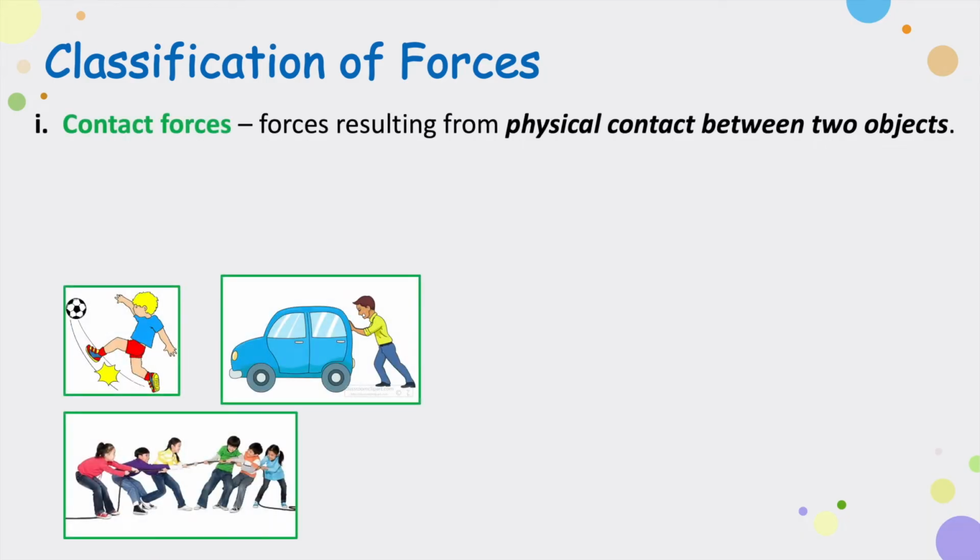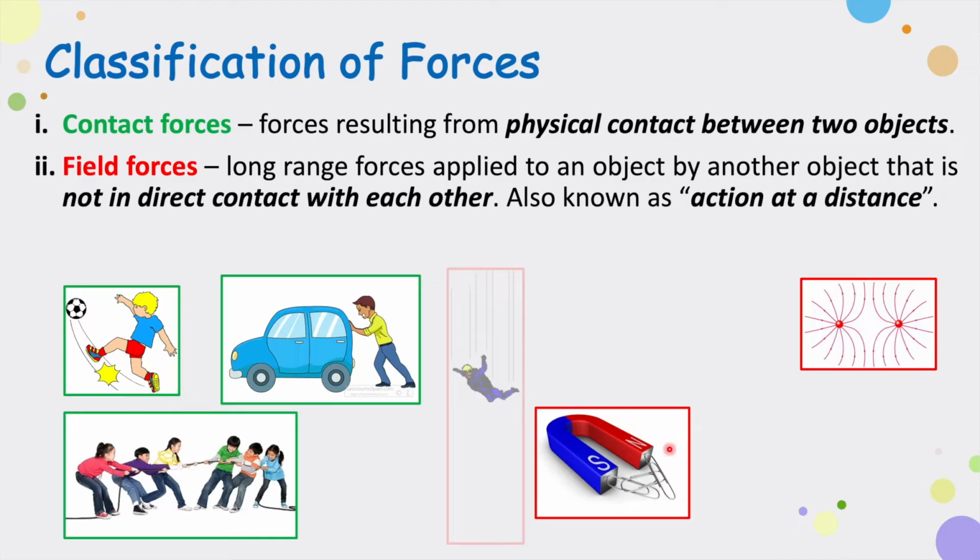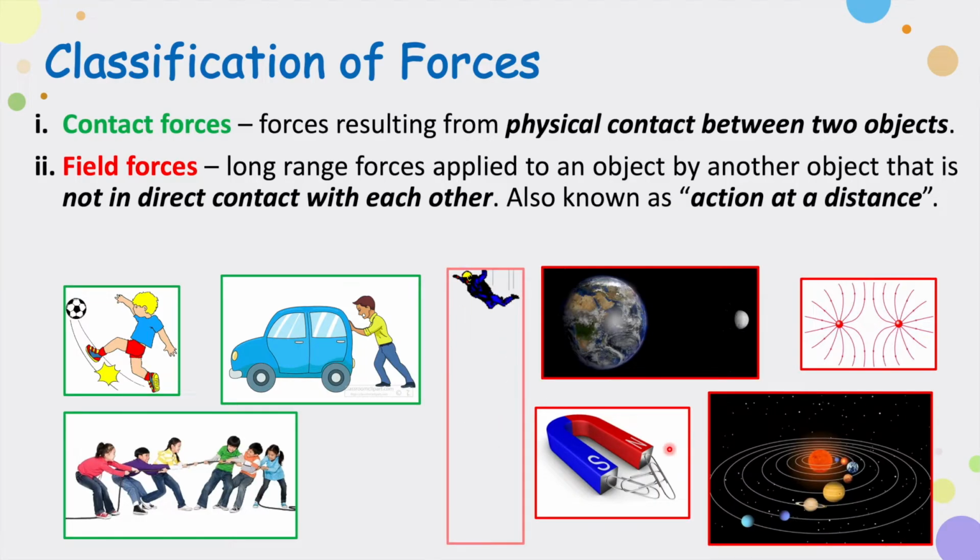One is what we call contact forces, in which it results from physical contact between two objects. Examples of this are applied force, friction, tension, and many others. The other one is what we call field forces. These are long-range forces applied to an object that is not in direct contact, also known as action at a distance force. Examples are electric force, magnetic force, and gravitational force.